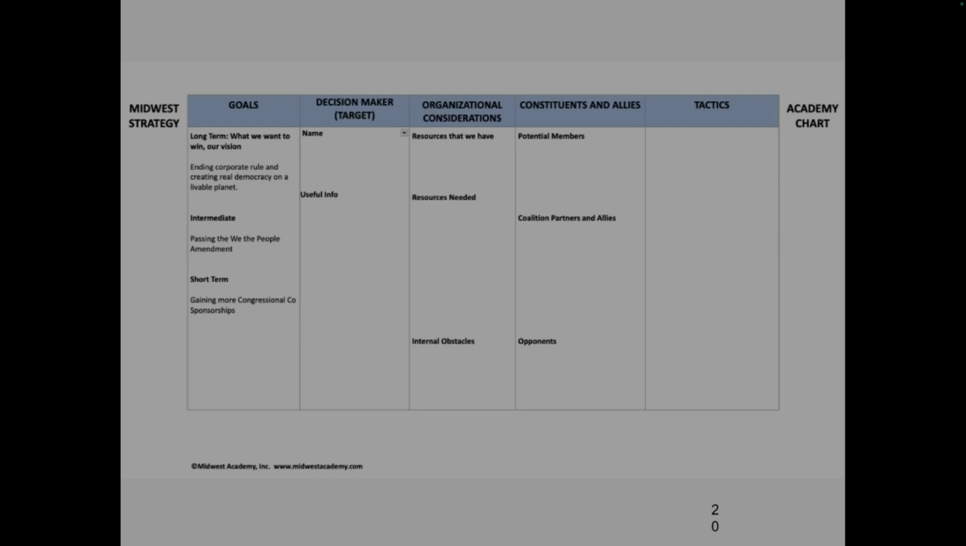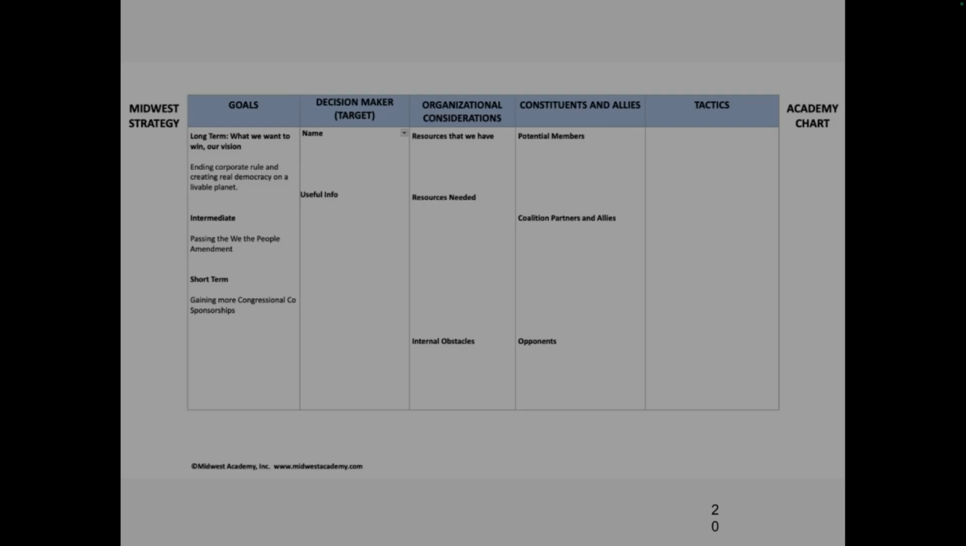And then we look at what are the organizational considerations. This section covers what we need to consider within our own organization or group to achieve the goal. Think about this as the resources that we have, those that we want to get, and those obstacles or things that are against us that we're going to be facing, and how we can go about those to overcome them, mobilize them, or potentially turn them into allies.